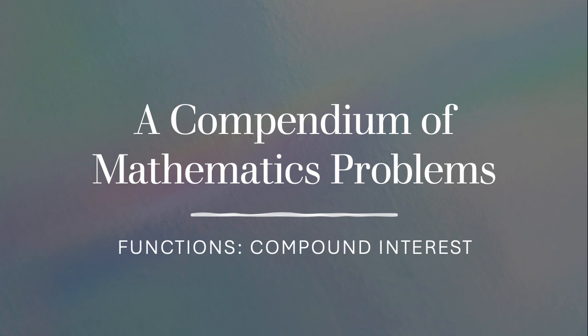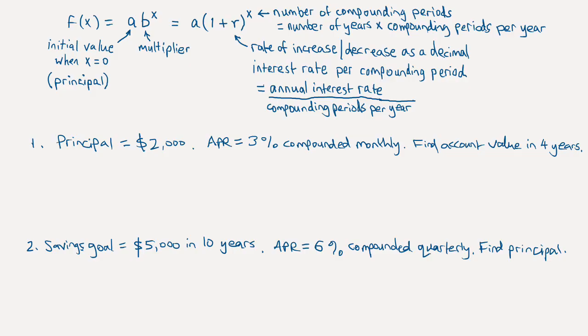In this video, I'll go through some examples that work with compound interest, which is an application of the exponential functions that we considered in a previous video. So there we had f of x equals a times b to the power x, which we could also express as a times 1 plus r to the power x.